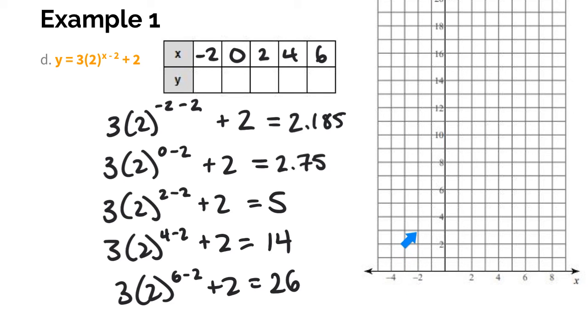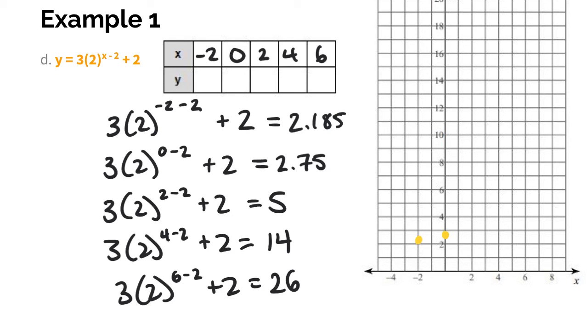2.185 is going to be between 2 and 3 and a little bit closer to 2. So I'm going to put a point right here. Then I have 2.75. So again, it's going to go left. Oh, sorry, this one's at 0. I'm going to go above 2. 2.75 is going to be between 2 and 3, but in this case, it's going to be closer to 3.